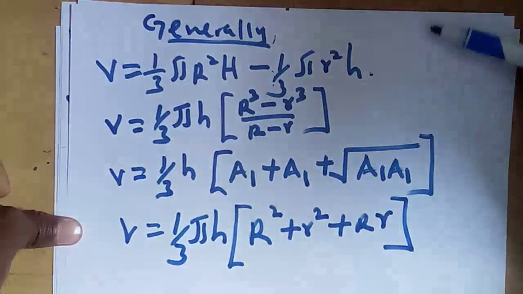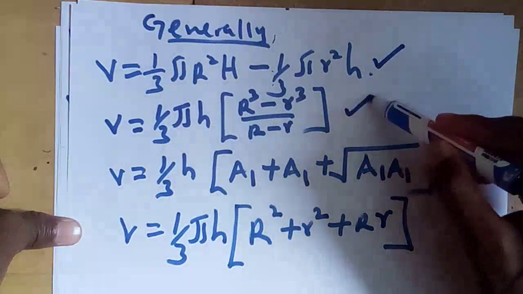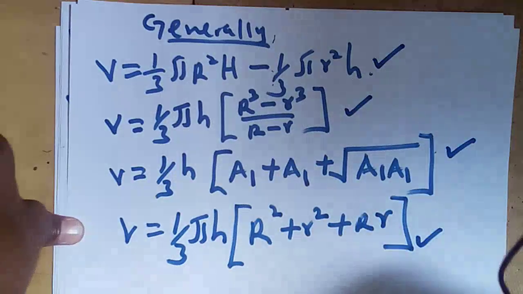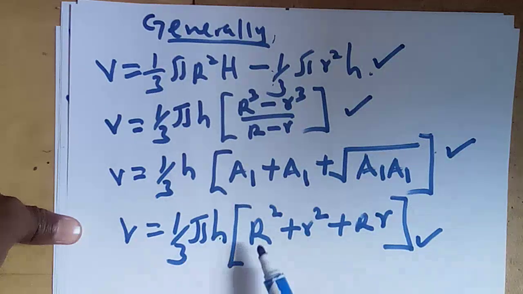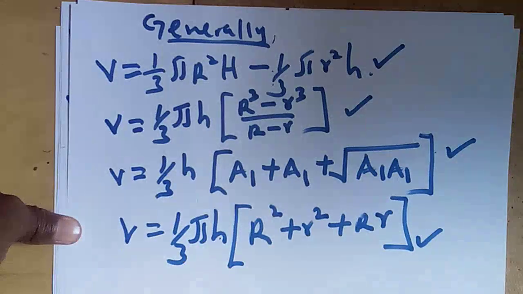So any of these three formulas can be used to determine the volume of any frustum, as long as you know the height of the frustum, the radius of the lower or bottom, and the radius of the upper part. Then you can use any of these formulas to do that. I believe you've understood the step by step derivation of this formula.